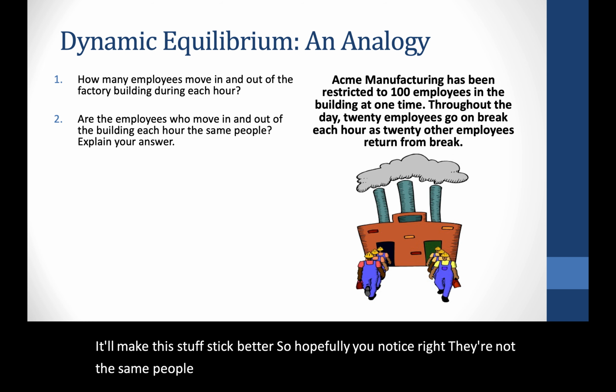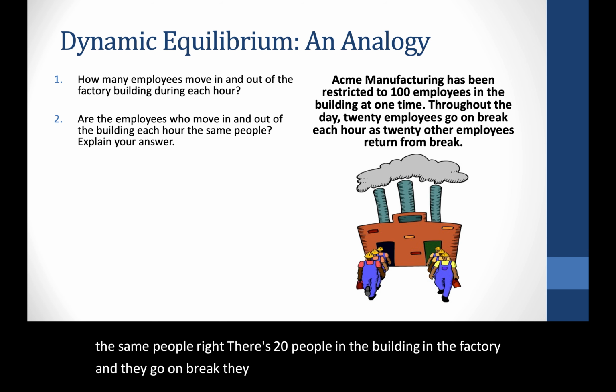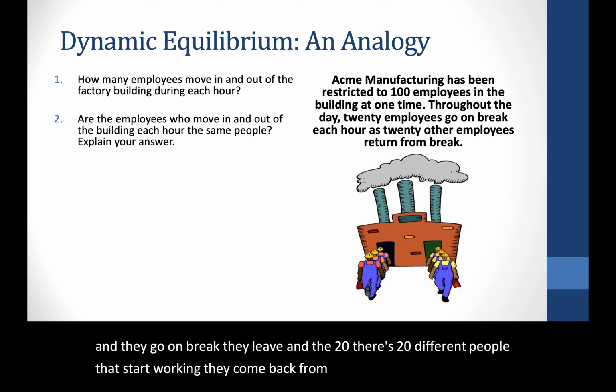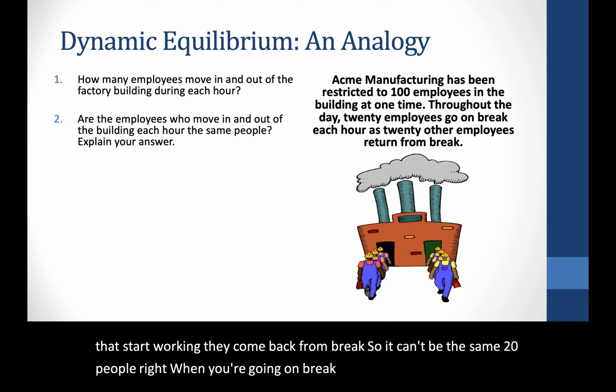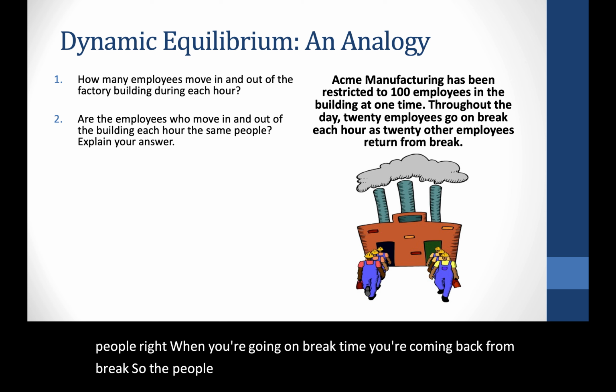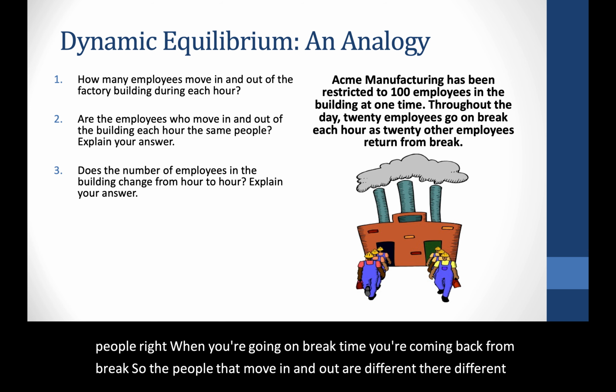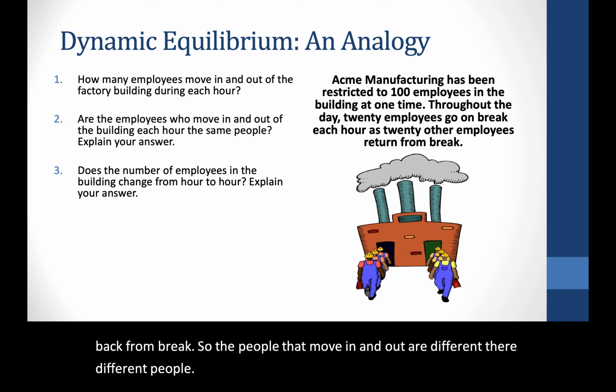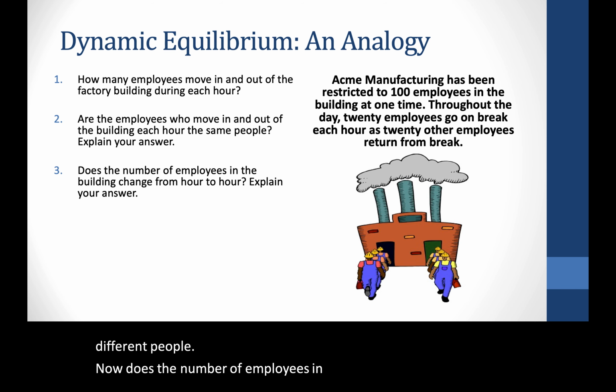There's 20 people in the factory, and they go on break. They leave, and there's 20 different people that start working. They come back from break. So it can't be the same 20 people, right? 20 are going on break, 20 are coming back from break. So the people that move in and out are different people.